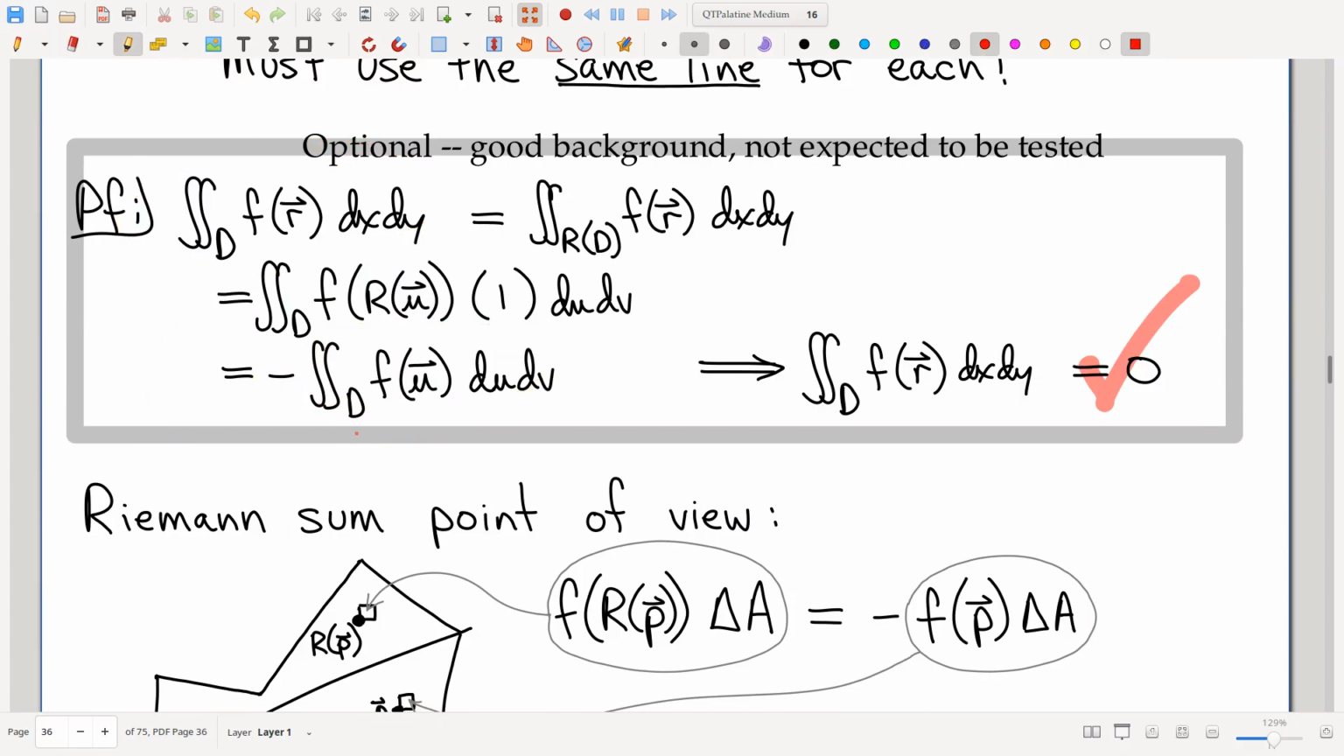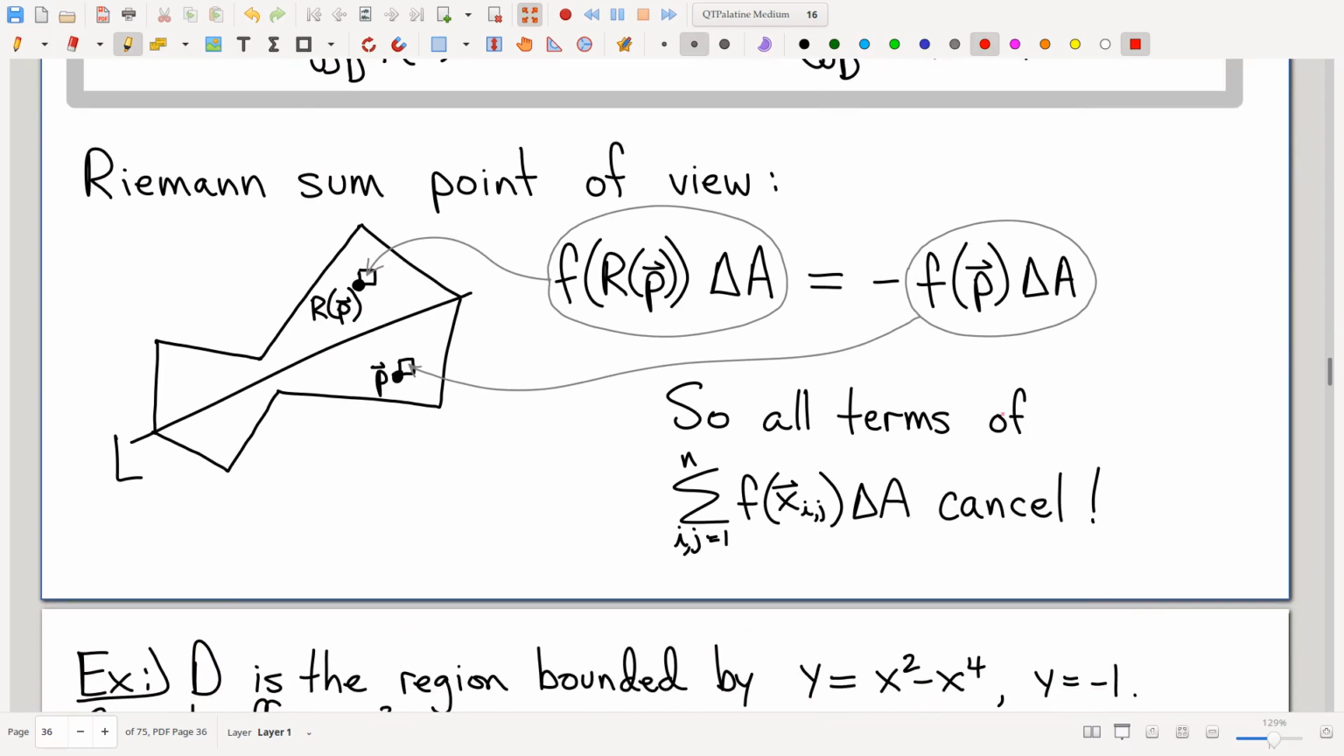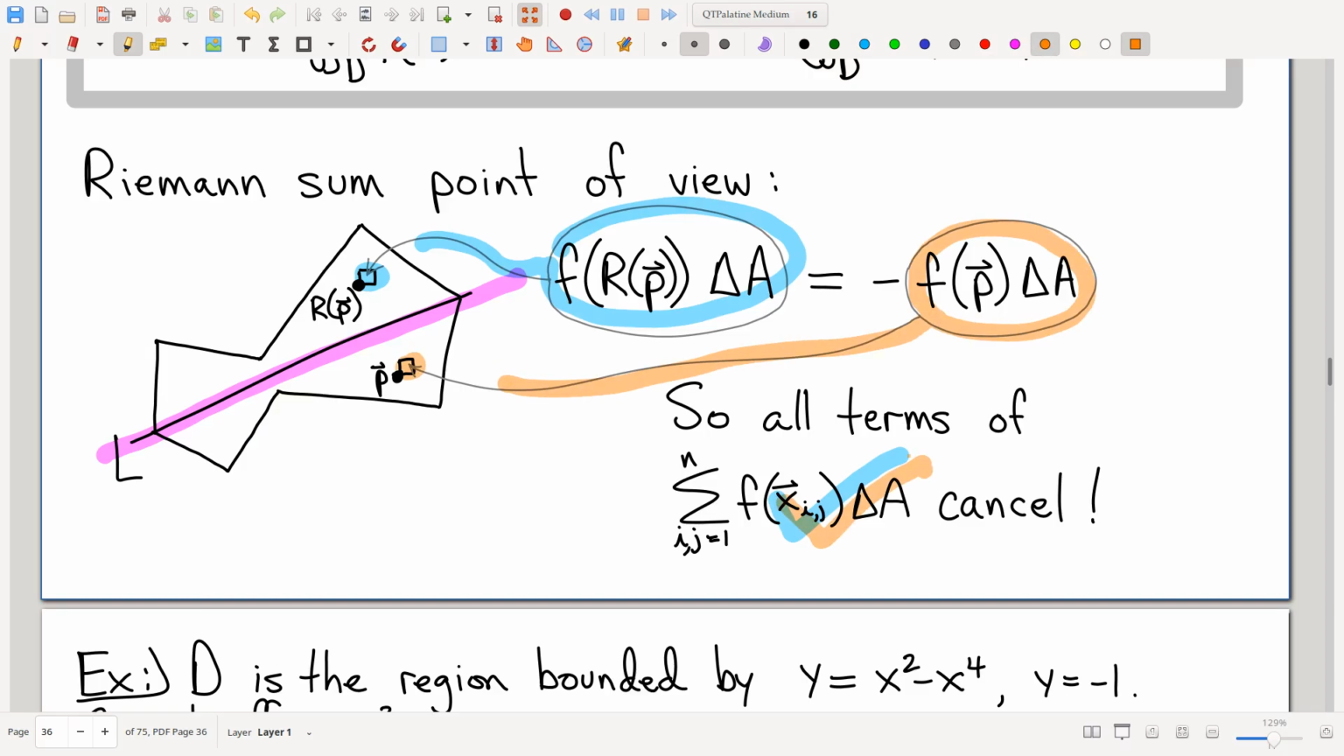Okay, now let's see the Riemann sum argument. And again, it pairs up pretty nicely. If your domain is symmetric over a line, then one term in the Riemann sum and another term in the Riemann sum, those two terms will always pair up. Right? You've got a symmetric domain, so any little piece of area here has a corresponding little piece of area there.